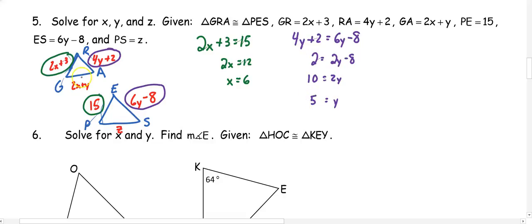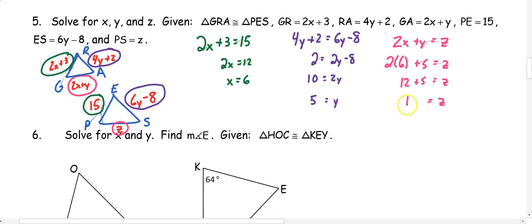And then lastly, we have 2x plus y equals z, but we already know what x and y are, so we can substitute those in. So 2 times 6 plus 5 equals z. So we get 12 plus 5 equals z, which means that z is 17.